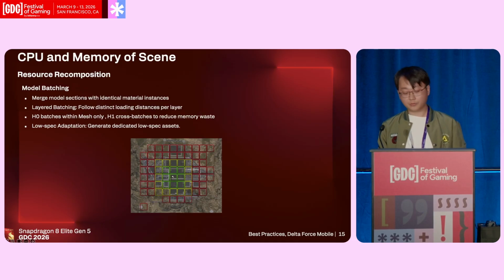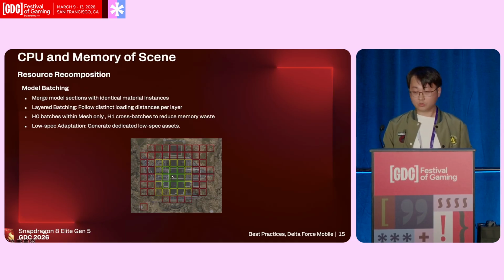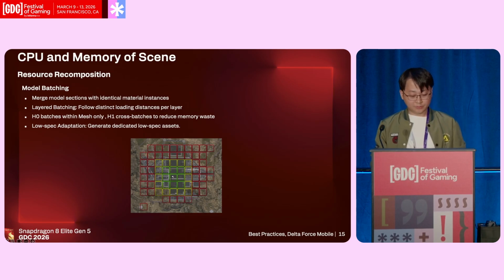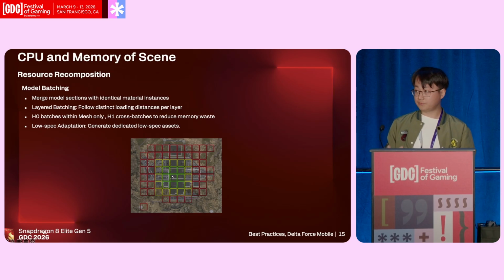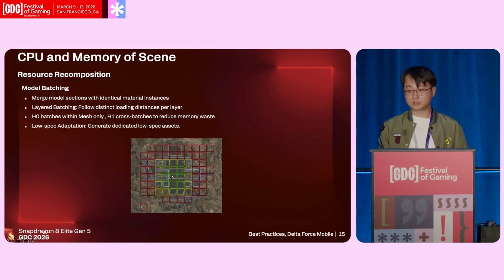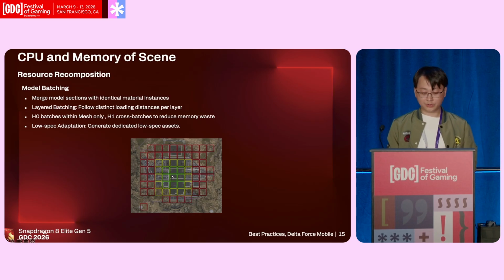Next is static mesh batching. This comes in two approaches. First, inner static mesh batching, merging multiple sections on each static mesh so it generates only one draw call. And second, cross static mesh batching, merging multiple static meshes from nearby components. The trade-off here is increased vertex cost, package size, and memory.